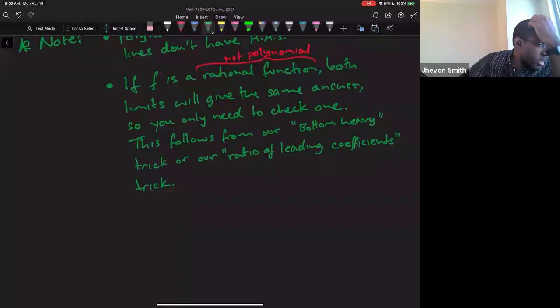So remember, when the highest power is on the bottom, you're going to get zero as long as your x value is going off to infinity. So either direction, you'll get zero. If the highest power is the same on the top and the bottom, then it will always go to the ratio of the coefficients, whether you're going to plus infinity or minus infinity. So you'll always get the same answer. Otherwise, you'll get plus or minus infinity going in either direction, so it won't apply.